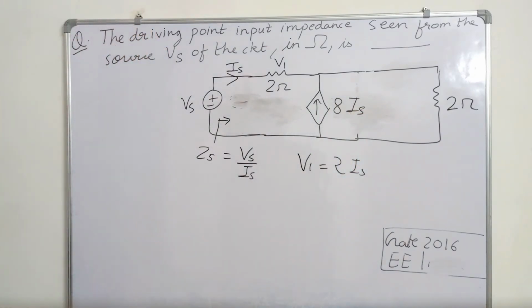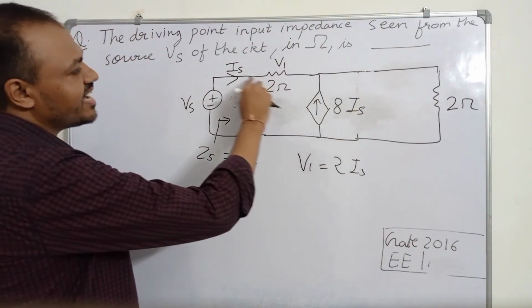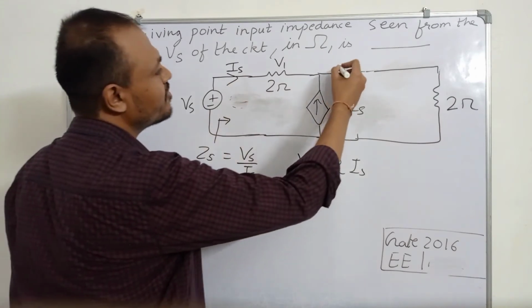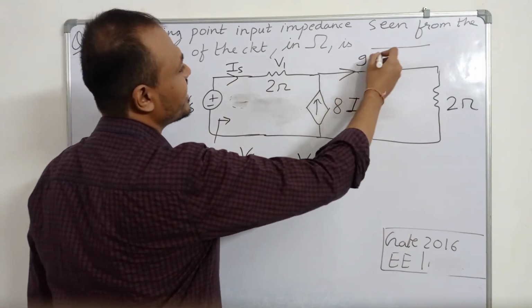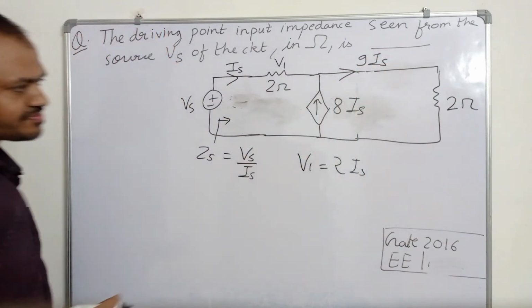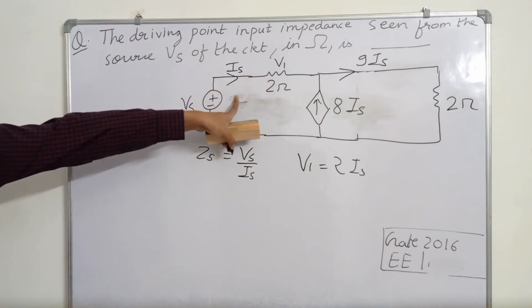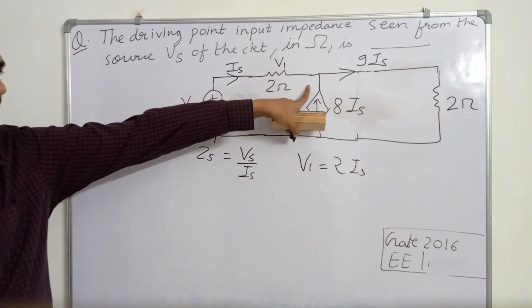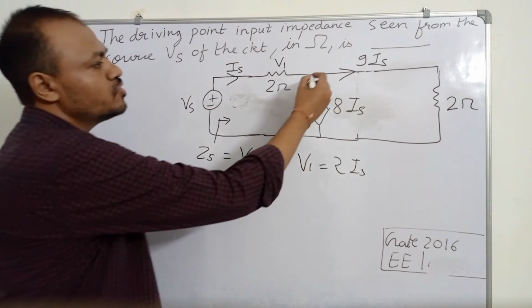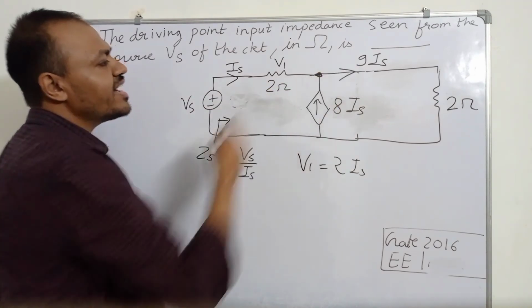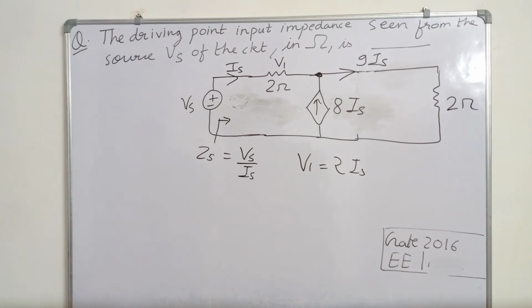Okay, so 8Is is this current, Is is this current. So obviously this current will be 9Is by Kirchhoff's current law, because 8Is and Is are the incoming currents at this node. So incoming current is equal to outgoing current, so the outgoing current will be equal to 9Is.